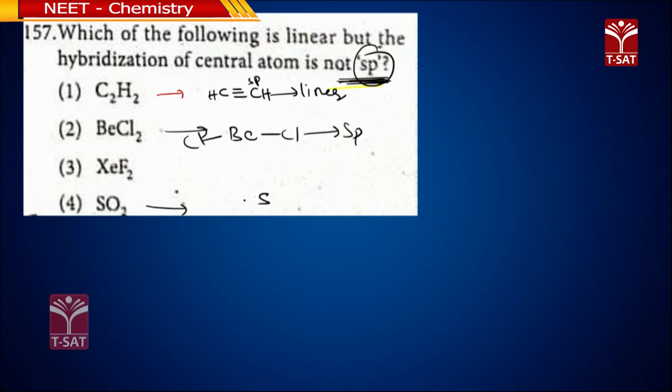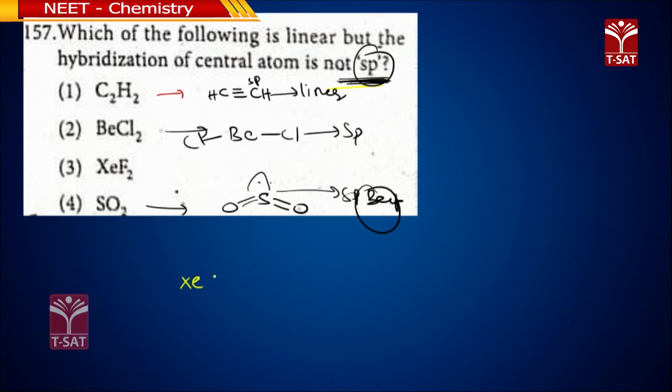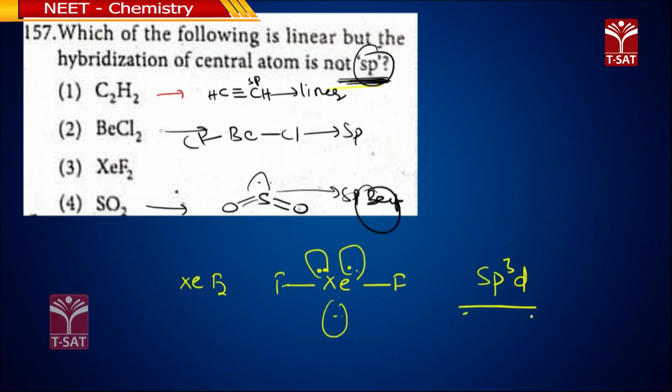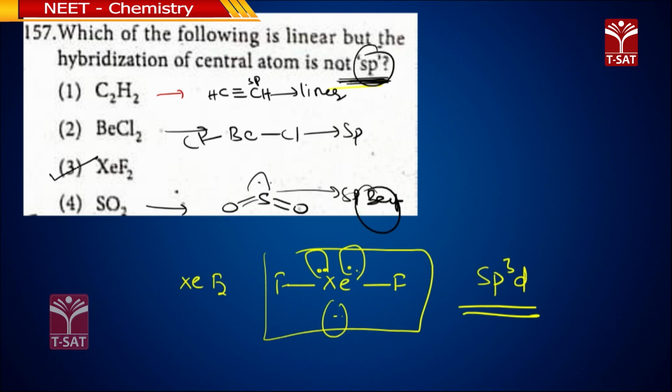SO2 is what? It is sp2, having some bent shape. It is not linear even. So the final option is XeF2. See carefully, XeF2 is linear but it is having 3 lone pairs like this. Its hybridization is sp3d, not sp. It is linear, with sp3d hybridization, right? So option 3 is the correct one. Option 3 is the correct option.